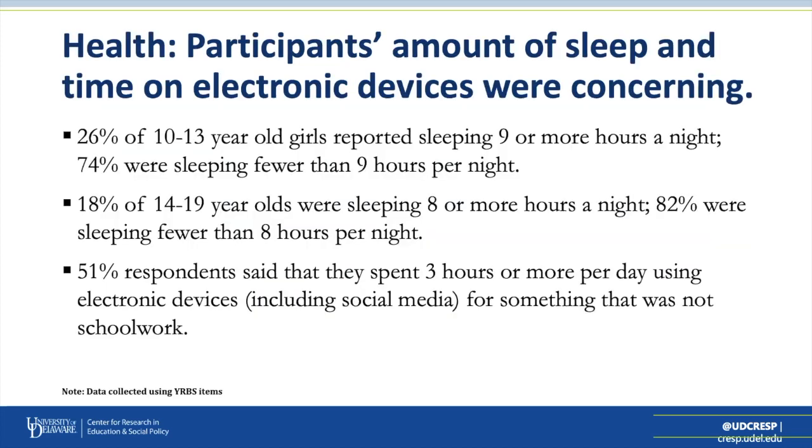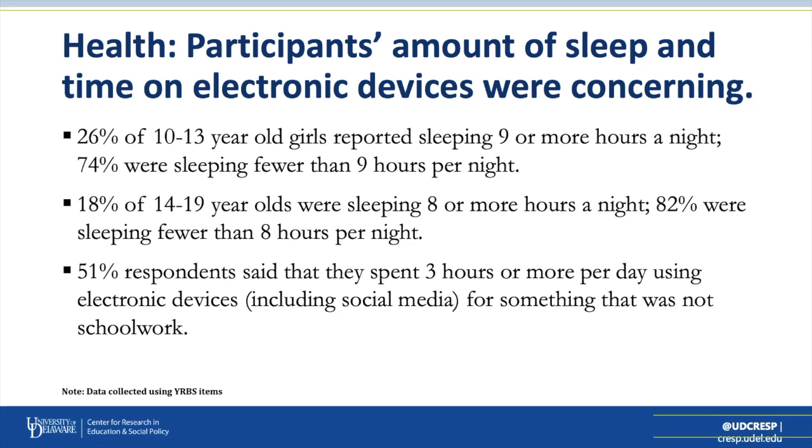Next slide, please. So one of our findings around health was that the amount of sleep and the amount of time on screens was of particular concern. The American Academy of Pediatrics recommends that children ages 6 to 12 receive at least 9 hours of sleep each night. We found that only about a quarter of our 10 to 13-year-old girls were receiving the recommended hours of sleep. So that meant 3/4 of our participants reported not receiving those recommended hours of sleep.